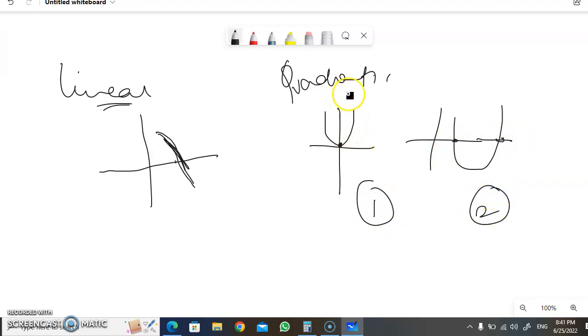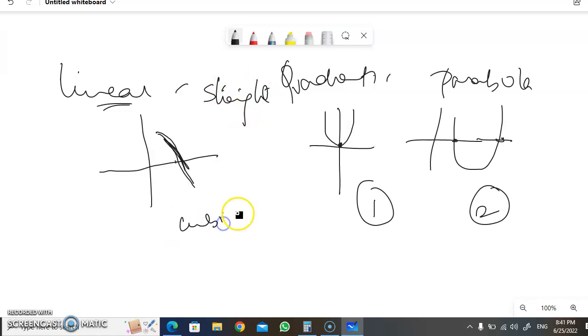Okay, and for quadratic polynomial what we get? We get parabola, and for linear we get straight line, and for cubic what we get? We get the cubic curve like this. So in this case what we will have? We will have 3 zeros depending upon where the curve is intersecting. So this is the concept of the zeros of the polynomial.